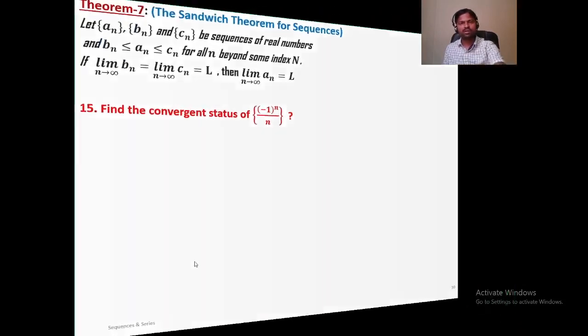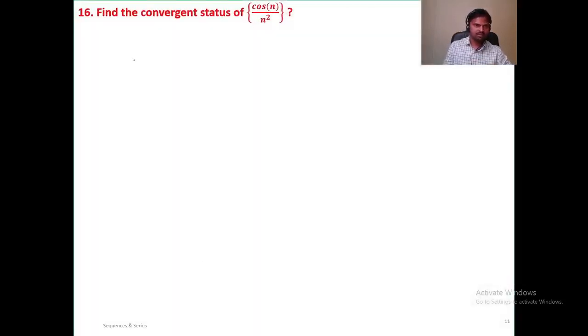Similarly, the second one. It is not cos n, let me make a change, it is n pi. Cos n pi. Look at it now. The nth term of the sequence, an, is cos n pi by n square, where cos n pi is nothing but minus 1 whole to the power of n, divided by n square.